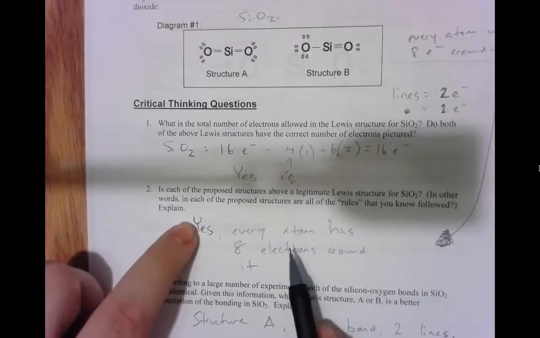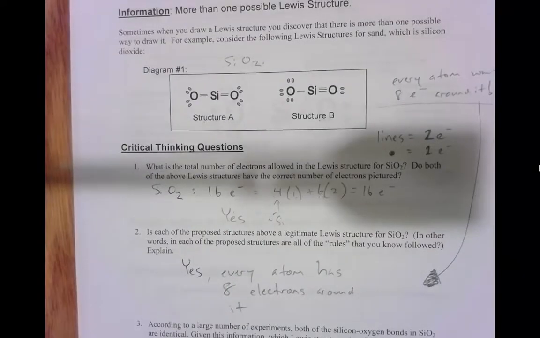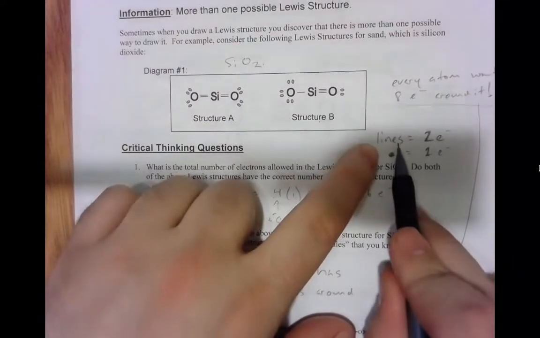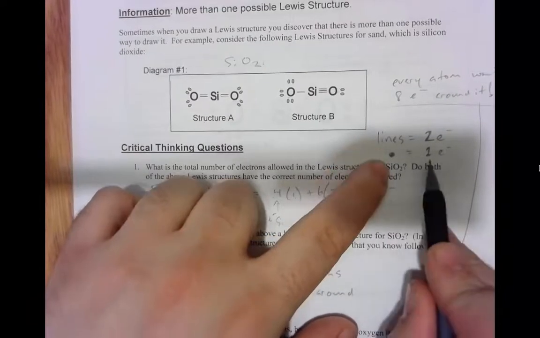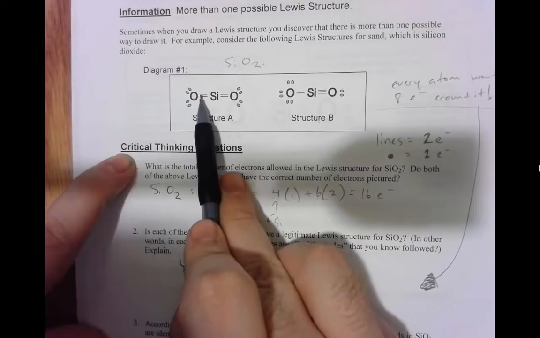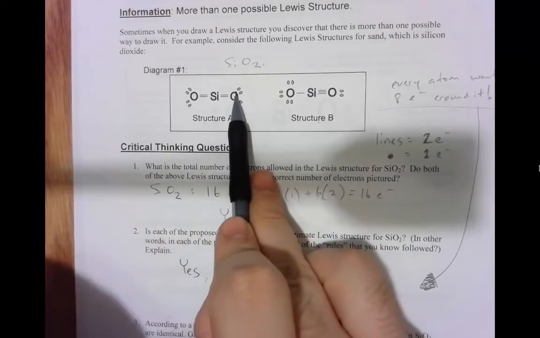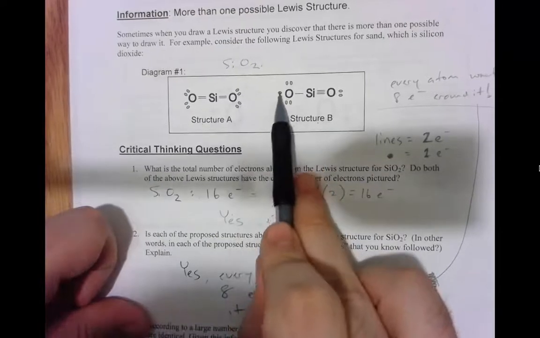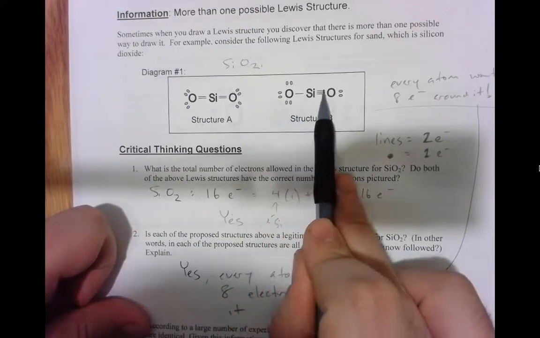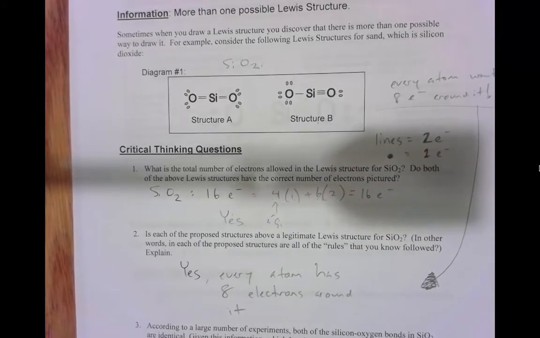Next, we need to double check and make sure that every structure has the correct number. So remember, the lines equal 2 electrons, the dots equal 1 electron, so we add them up. 1, 2, 3, 4, 5, 6, 7, 8, 9, 10, 11, 12, 13, 14, 15, 16. Structure A is good. Now we do the same thing with structure B. 1, 2, 3, 4, 5, 6, 7, 8, 9, 10, 11, 12, 13, 14, 15, 16. So we see that both structures have the correct number of electrons in them.